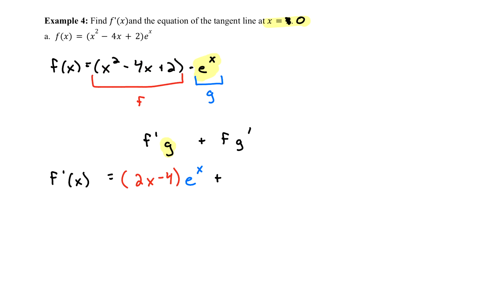Plus, what do we have next? Next we have f. So I'm going to take this exact function, not its derivative, its exact function. So we'll take times x squared minus 4x plus 2. And then for our last part, times g prime. So I want the derivative of e to the x. And again, the derivative of e to the x is just e to the x.